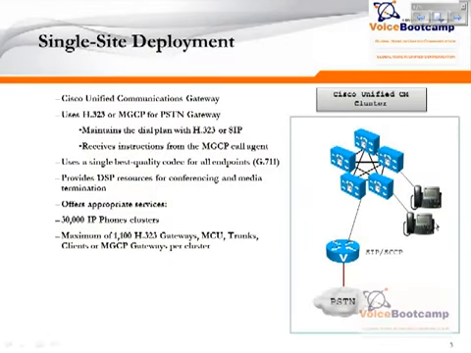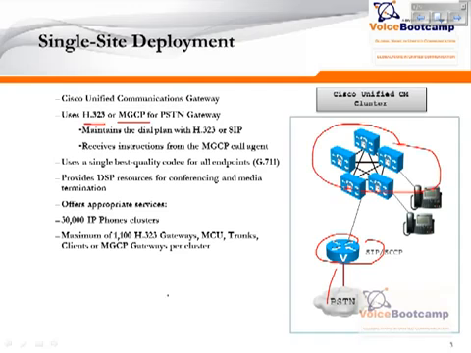Now, in a single site deployment, you have a Cisco Unified Communication Gateway located in one location. In this environment, the gateway can communicate with the service provider using either H323. Now if you're going to use MGCP, then you need Call Manager. If you are going to use H323 or SIP, you must maintain a dial plan on the router itself, and in the case of MGCP, the dial plan information is received from the Call Manager.